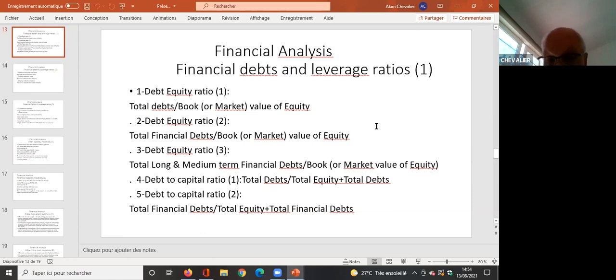It means it's not very difficult. You have a look at your balance sheet. What do you have on the right side? You have two categories. You have what we call liabilities. What is liability? It's debts. And you have equity. So you take all the debts. You don't care if they are long-term, medium-term, short-term, operational, financial, and so on. And you divide by the value of equity.